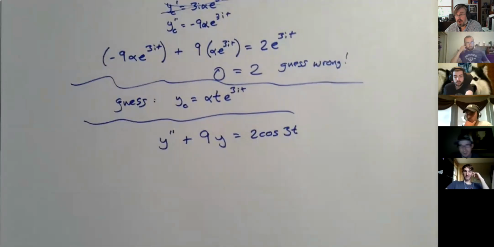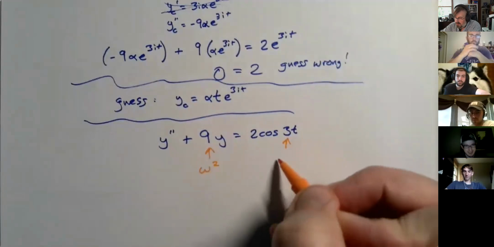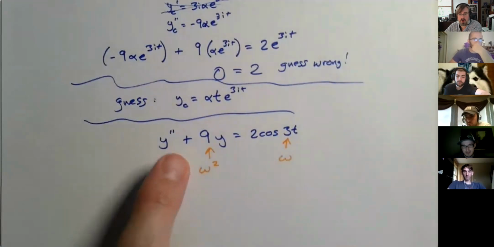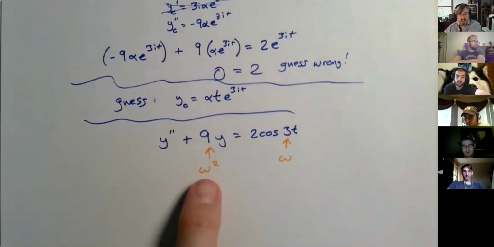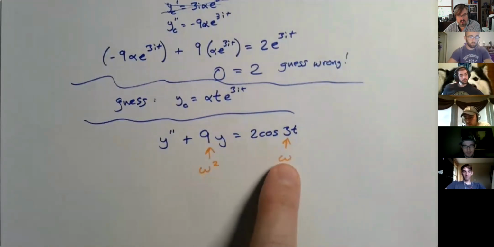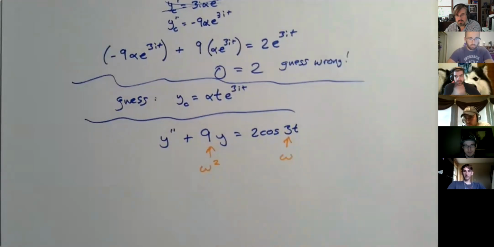Is it because it's the root? Hey, look at this. This thing is omega squared. There's omega. You see it? Because there's no damping, the natural frequency is just omega squared, or it's just omega, which is the square root of that thing. And so this forcing function has the exact same frequency as the natural frequency of the oscillator. And so that's a problem.